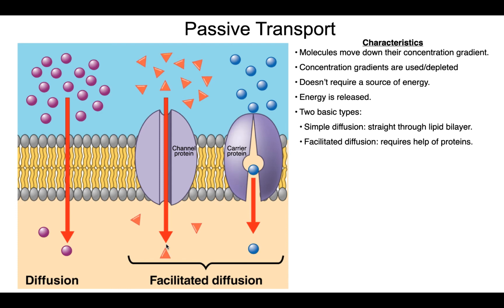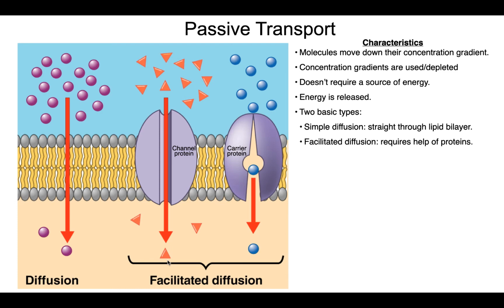And what that means is we have a concentration gradient already set up that we are using, that we are depleting. So as these molecules move down their concentration gradient, we will at some point no longer have a concentration gradient, as the concentration of that molecule is going to be the same on both sides of that membrane.